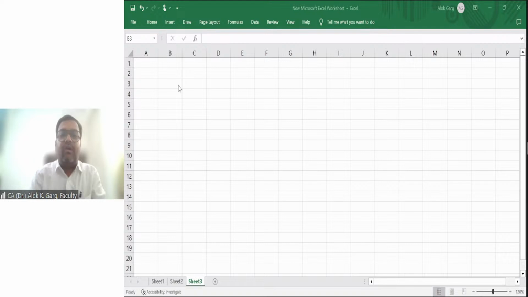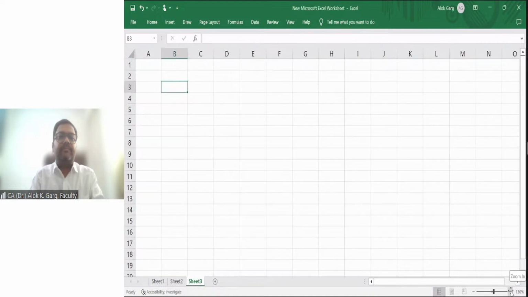Okay. Let me solve illustration number 31. Please focus on illustration number 31 and see step by step how I am solving it. I will solve this illustration like a student, not like a teacher. I hope this Excel file is visible to all of you. Let me solve this illustration, number 31 of the ICAI study material.